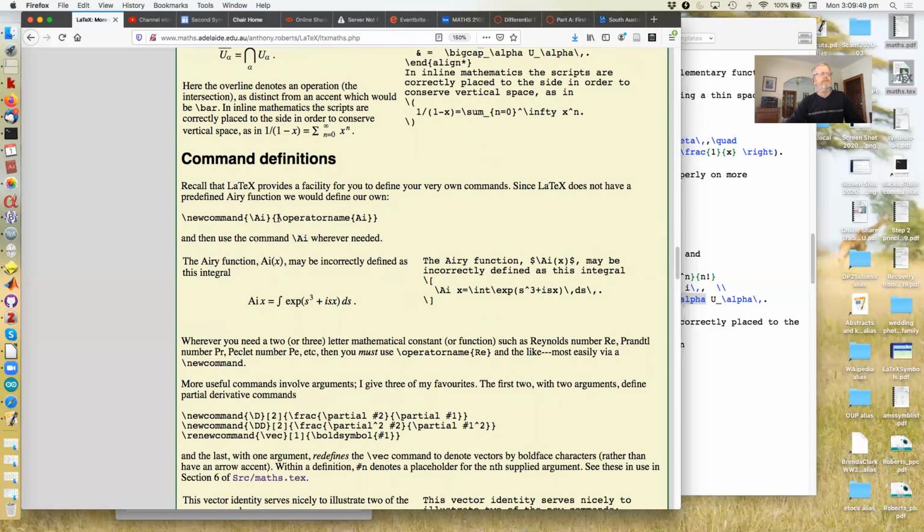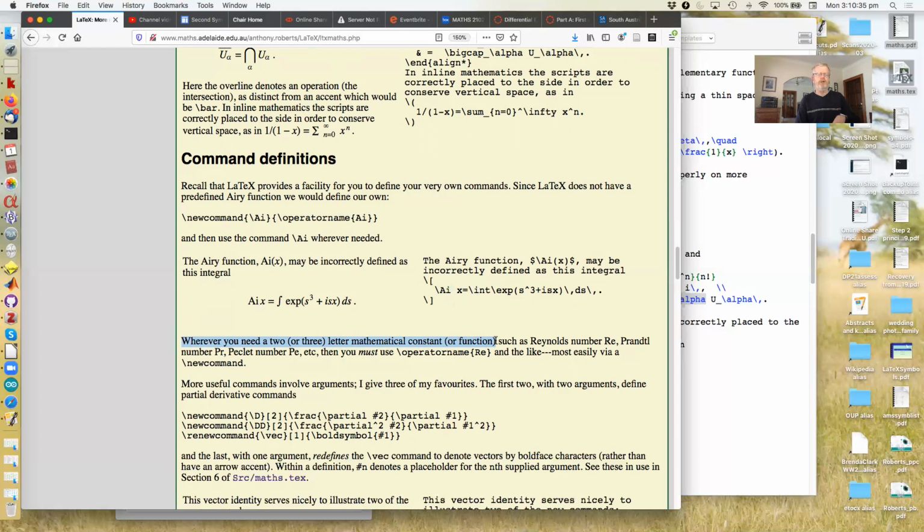The reason for defining it to be an operator name Ai is because then LaTeX knows to treat it as a function name, like sine, cosine, exponential, log, and so on. So you get all of that benefit of what LaTeX knows about a function. So here, for example, if you say \Ai x is equal to the integral, LaTeX will put a little bit of space there. Do this wherever you need a 2 or 3 letter mathematical constant or function, or 4 letter. So it's not just functions, also the constants.